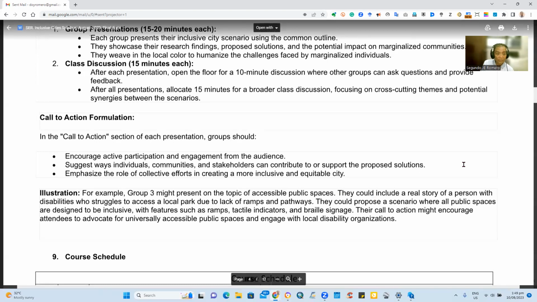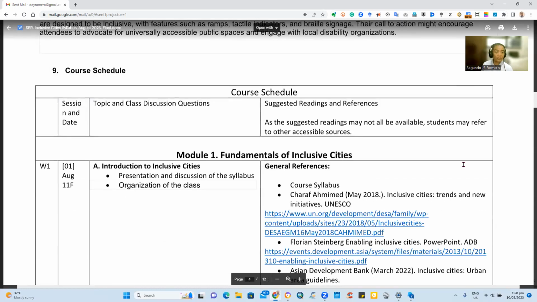Example, Group 3 might present on the topic of accessible public spaces. They could include a real story of a person with disabilities who struggles to access a local park due to lack of ramps and pathways. They could propose a scenario where all public spaces are designed to be inclusive with features such as ramps, tactile indicators, and braille signages. Their call to action might encourage attendees to advocate for universally accessible public spaces and engage with local disability organizations.